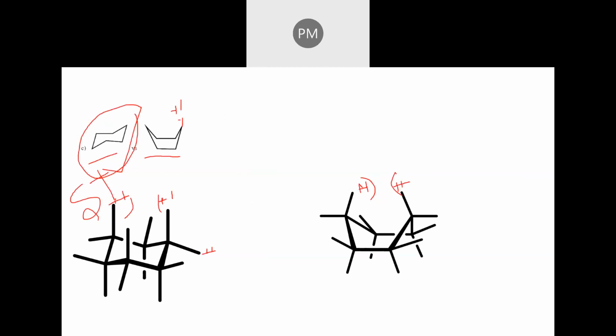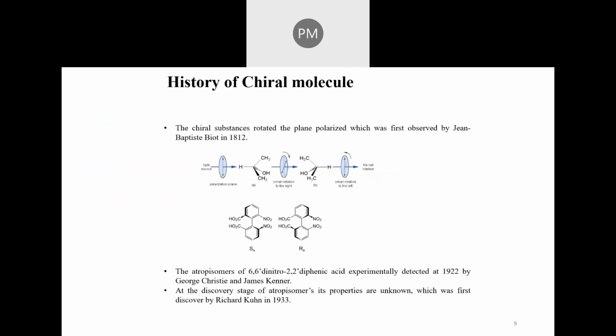Now go to the next example. So I have to tell something about chiral molecules. Before starting, how do we identify a chiral molecule? The identification of chiral molecules was first developed by, so I have taken the pointer.